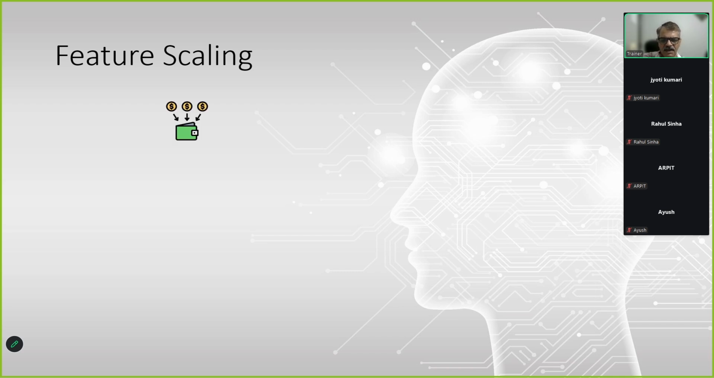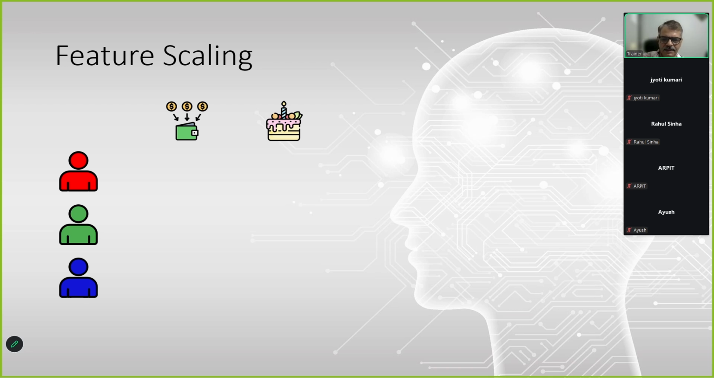Let's imagine we have a data set with two columns: the annual income of a person and their age. Just simple data with these two columns. We are only going to have 3 rows: a red person, a green person and a blue person.